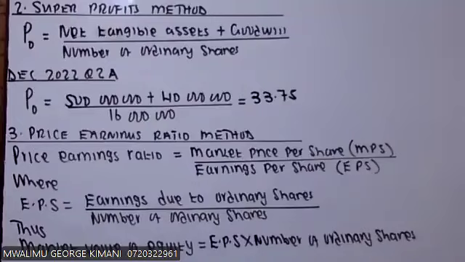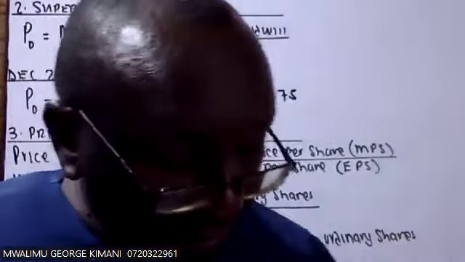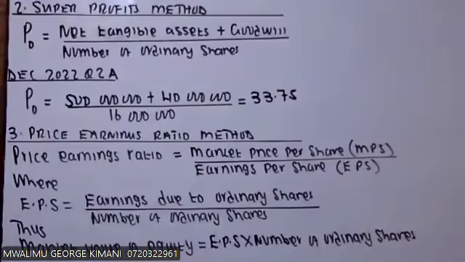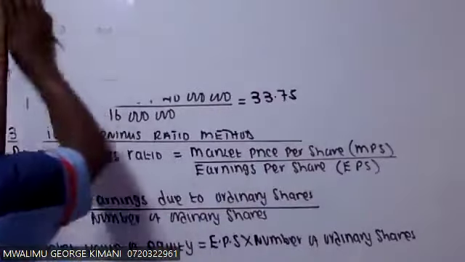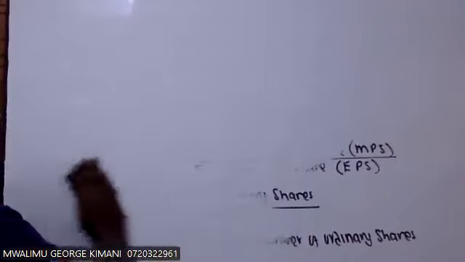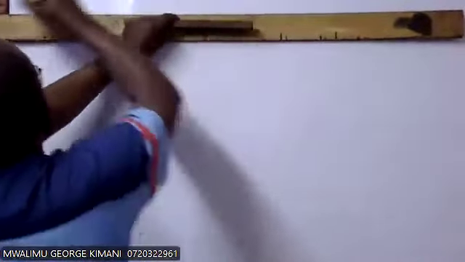So that is how we go about it. So this one, we don't have a question for now. So you just take note of the formulas. We shall come across a question later. We go to method number 4, capitalization of earnings method.